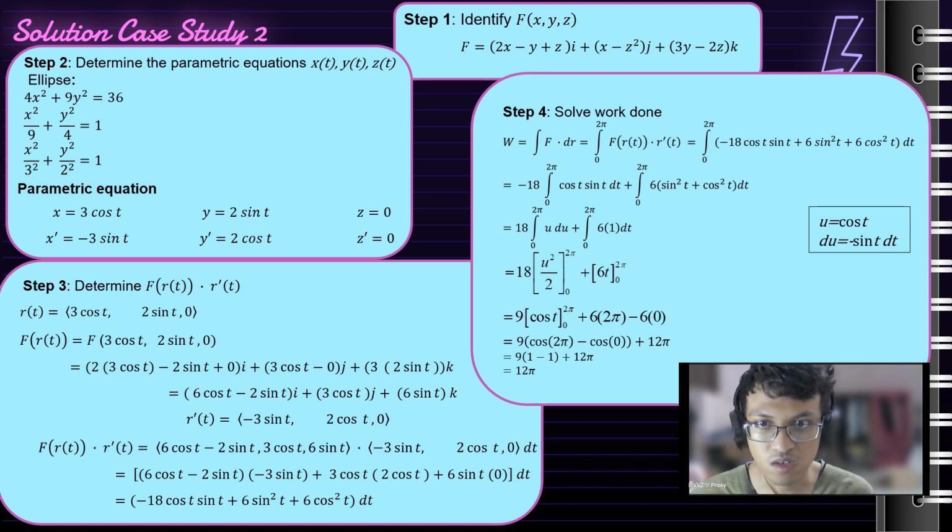And from here we differentiate the dr for step 4, and after that we combine them, the same also with step 4, and we multiply it with dr from the function for the dr and the f function, and from that we integrate both of them, and we get the 12 pi from here. Same also with the solution for case study 2.